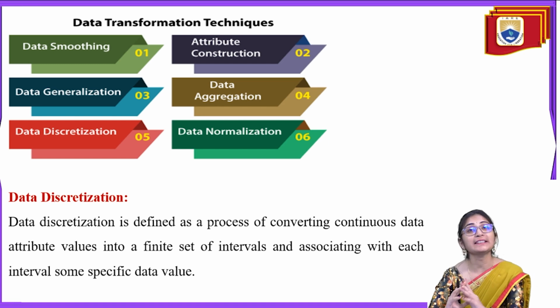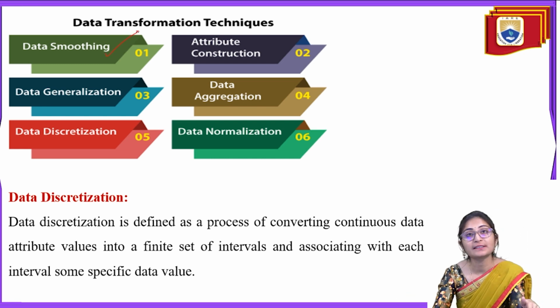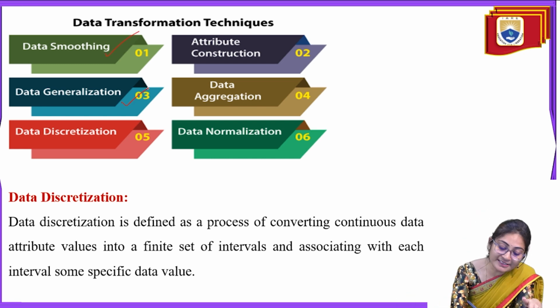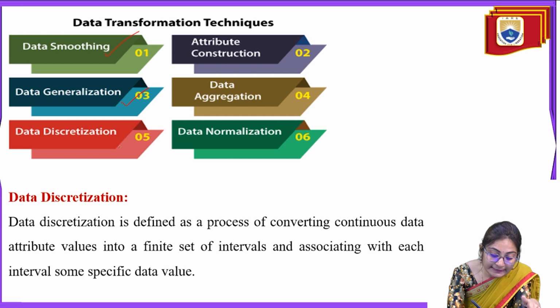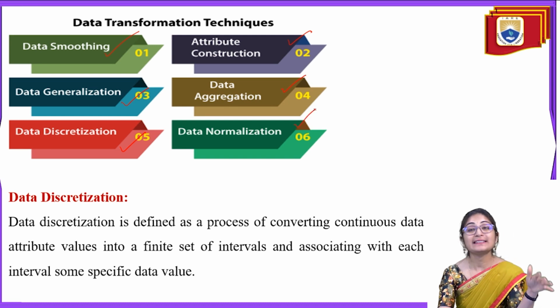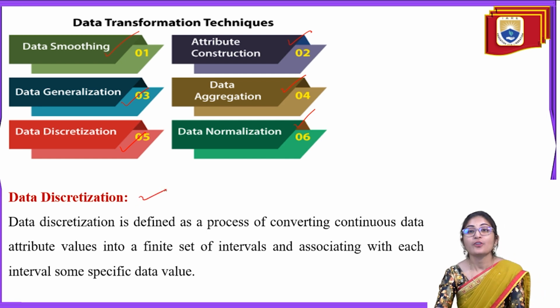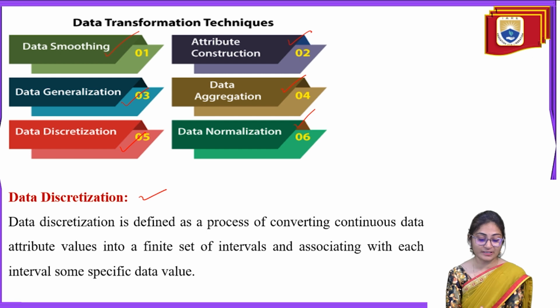Now there are different techniques of data transformation. For example, data smoothing, data generalization, data discretization, attribute construction, data aggregation, and data normalization. These are the techniques of data transformation. Now next one is data discretization. What is meant by data discretization?